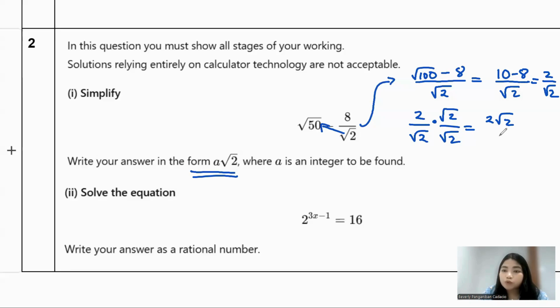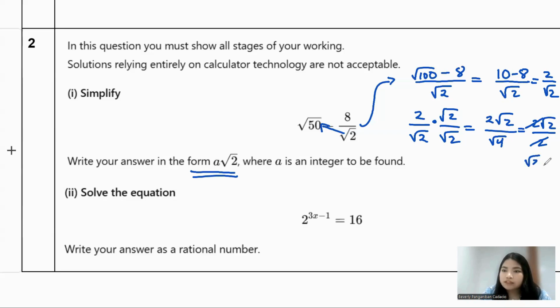And then we have root 2 times root 2 will be root 4. You know that root 4 will be 2, and then you can just cancel that. So the answer will just be 1 root 2, or just simply root 2.